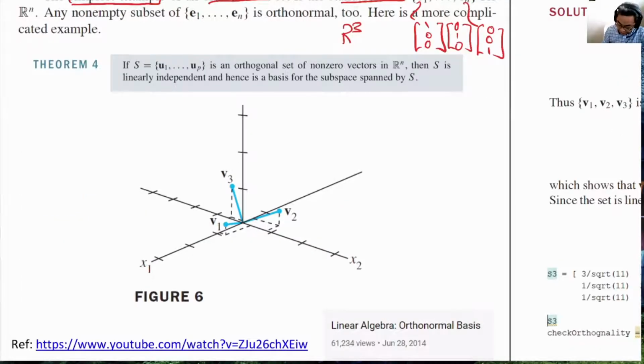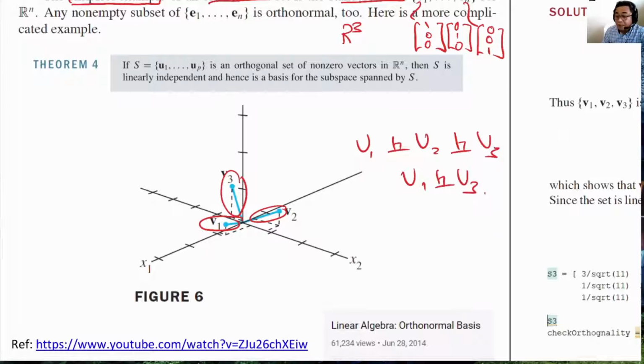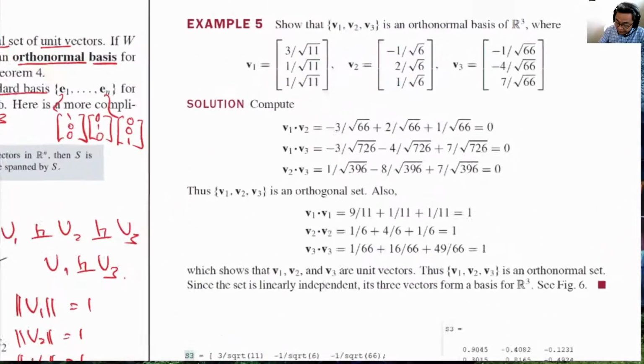In this example, we are shown v1, v2, and v3 that are orthogonal to each other. Therefore, because they are orthogonal to each other, they form an orthogonal set spanning the R3 space. If v1, v2, and v3 also have length equal to 1, then v1, v2, and v3 is an orthonormal set for R3. An example of this, v1, v2, v3, is here.